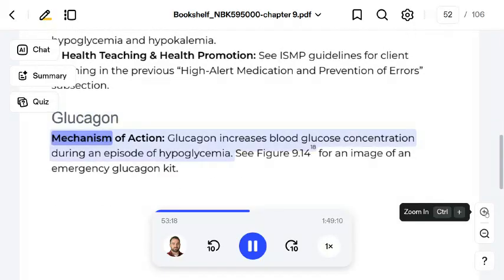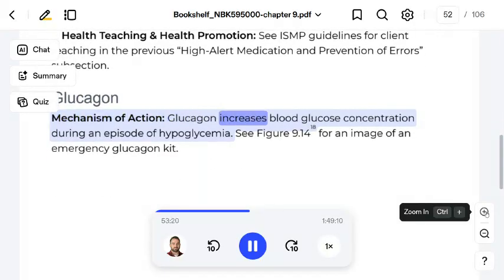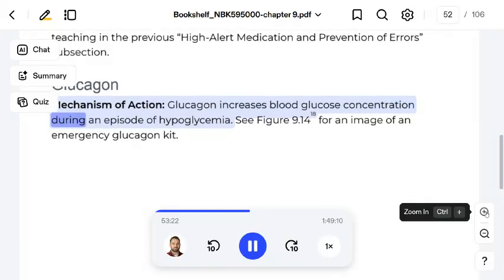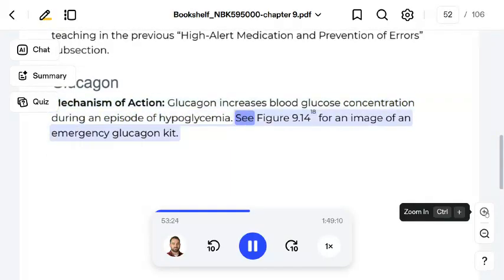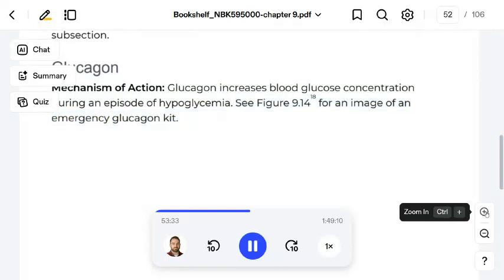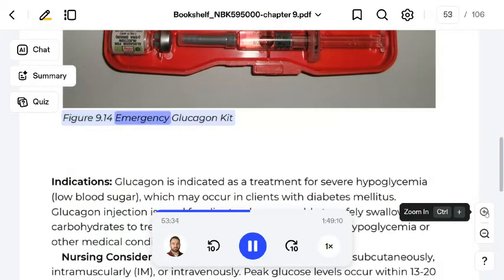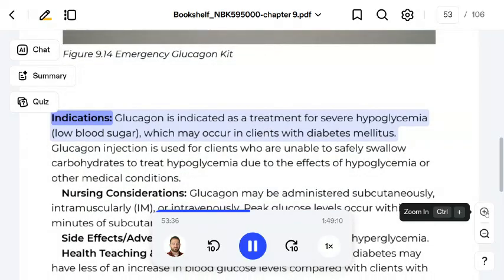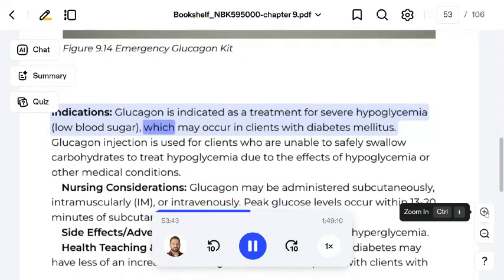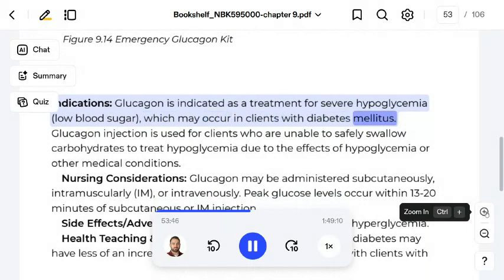Glucagon. Mechanism of action: glucagon increases blood glucose concentration during an episode of hypoglycemia. See Figure 9.14 for an image of an emergency glucagon kit. Figure 9.14: emergency glucagon kit. Indications: glucagon is indicated as a treatment for severe hypoglycemia, which may occur in clients with diabetes mellitus.